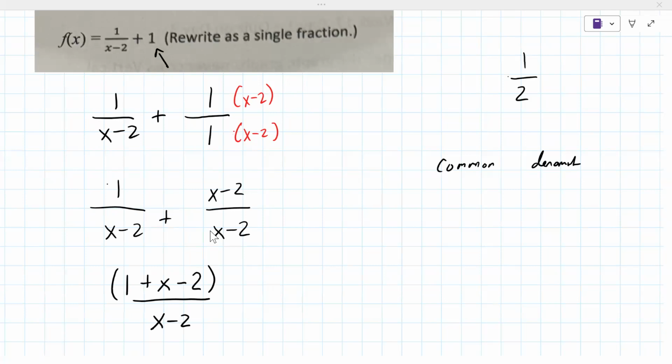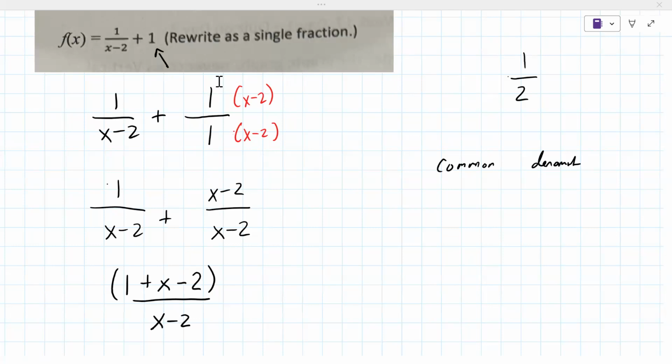It's going to be negative one x. Nope. Well, like one plus x is one x. No, it is not. They're not like terms. They don't combine.